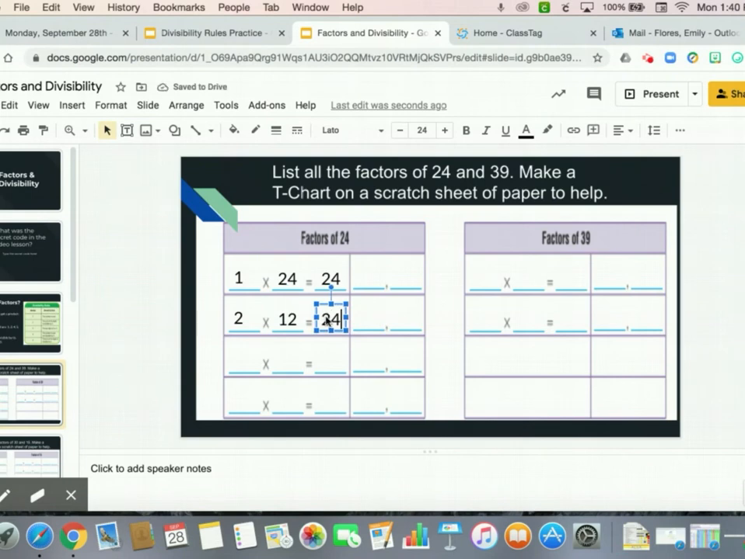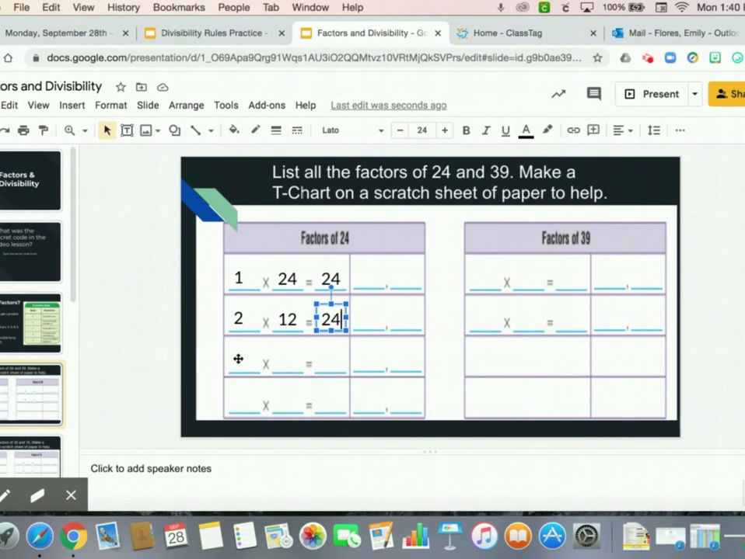2 times 12 is equal to 24. So now let's think about 3. In order to see if a number is divisible by 3, you can add up our digits, so that would be 2 plus 4. Well, 2 plus 4 is 6, so I know 24 is divisible by 3 because 6 is a multiple of 3.